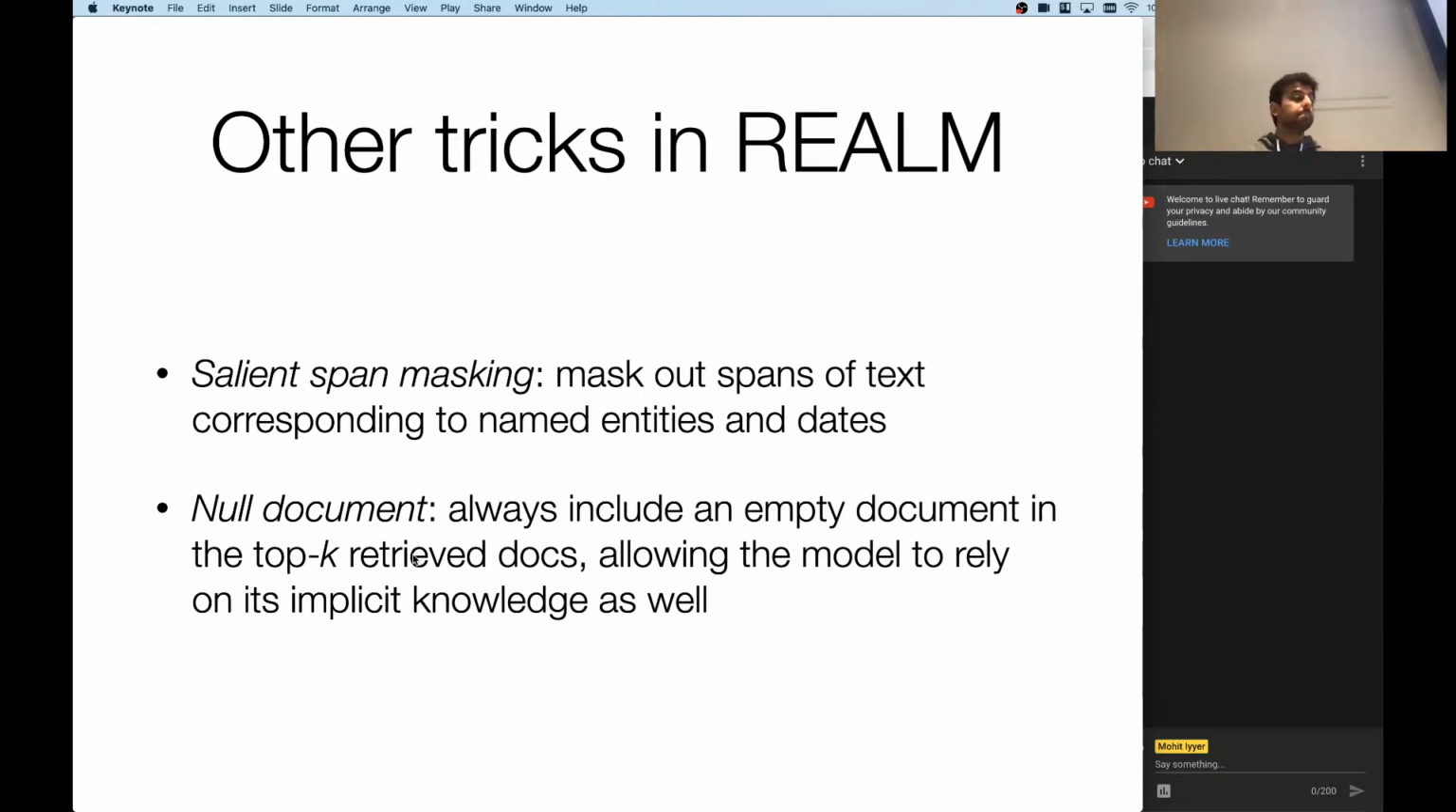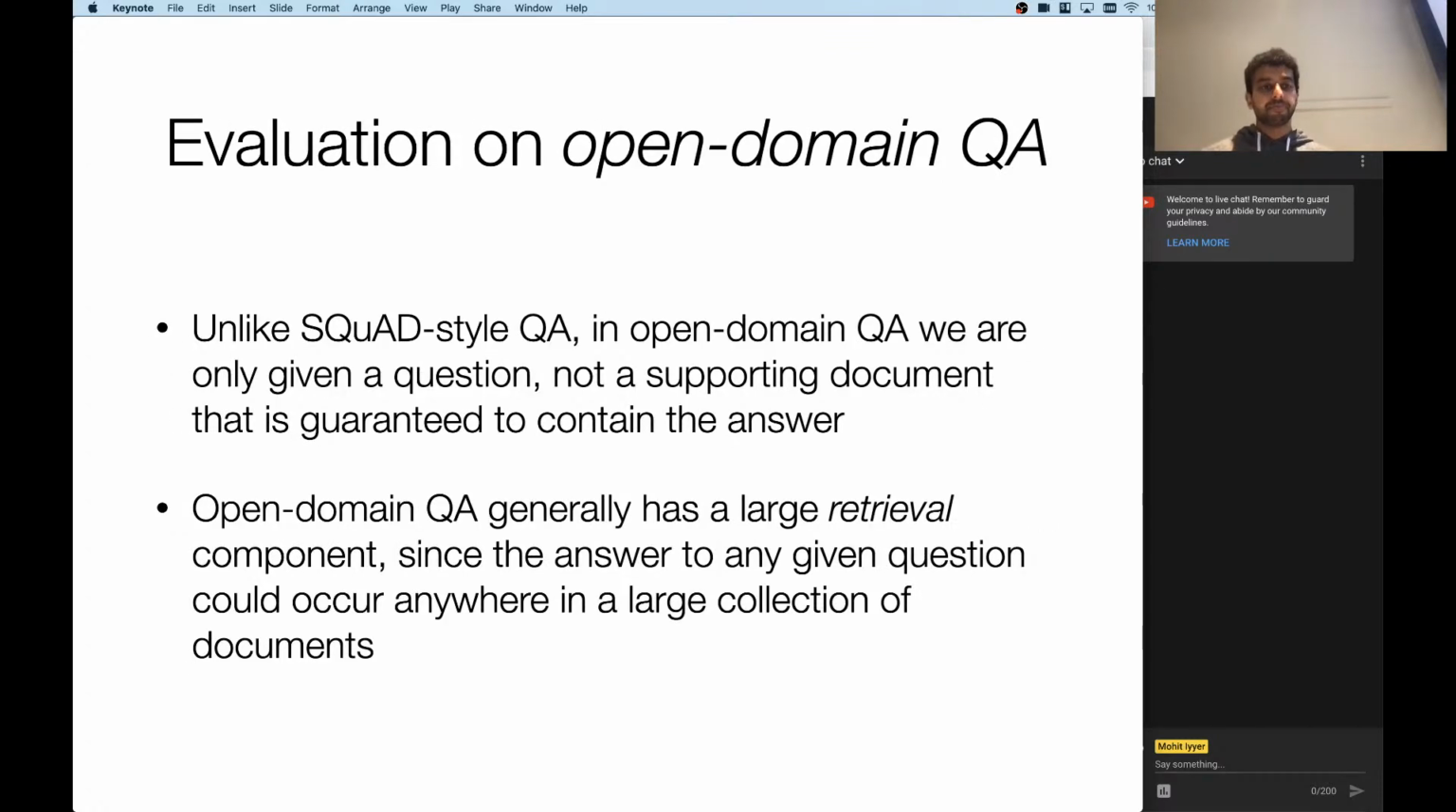Finally, they also include an empty document in the top K retrieved docs. They basically force there to be an empty document, which allows the model to still implicitly encode knowledge into its parameters. For example, if something comes up over and over again in the pre-training data, perhaps it's much more efficient for the model to just memorize this or encode it into its parameters rather than have to retrieve it every time. Maybe it can do some more fine-grained retrieval if it already has some information about this concept encoded into its parameters. So that's why they include this null document as well.